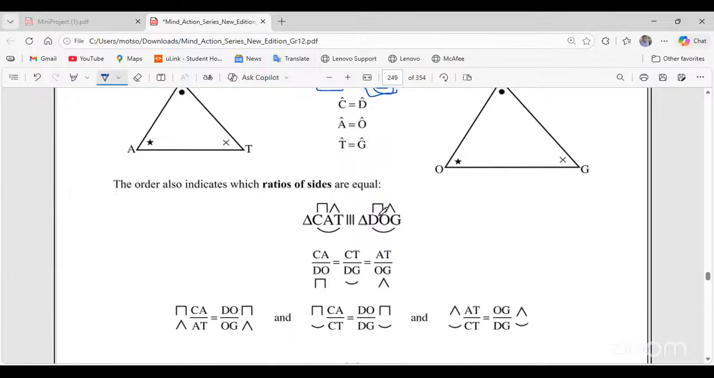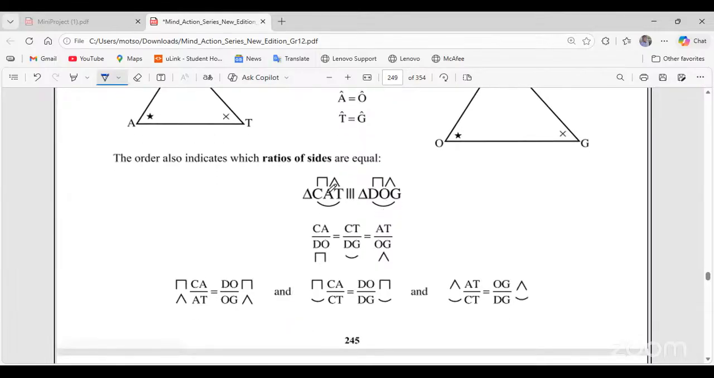Okay, let's move on. Here, they took C and A, the first two letters, all over DO. That will be equal to AT all over OG. That will be equal to CT over DG, just like that. I hope this makes sense to you guys. Okay, this is what I just talked about.